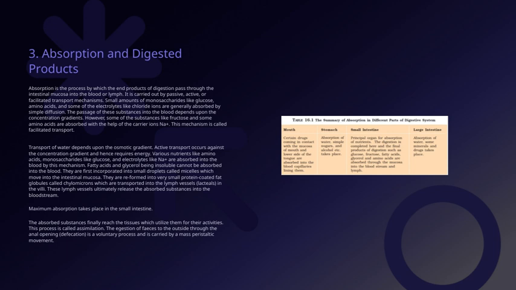However, some substances like fructose and certain amino acids require a bit of help. This is where facilitated transport comes in. They rely on carrier ions like sodium to help them cross into the bloodstream efficiently. This mechanism ensures that nutrients are absorbed in the most effective way possible, supporting our overall health and energy needs.